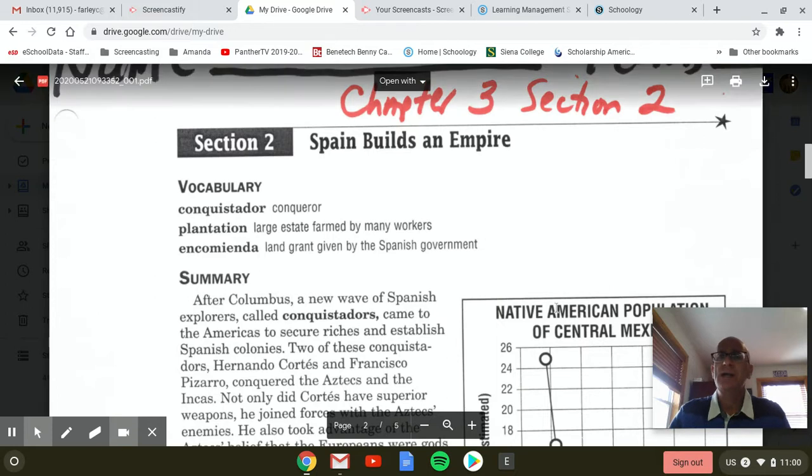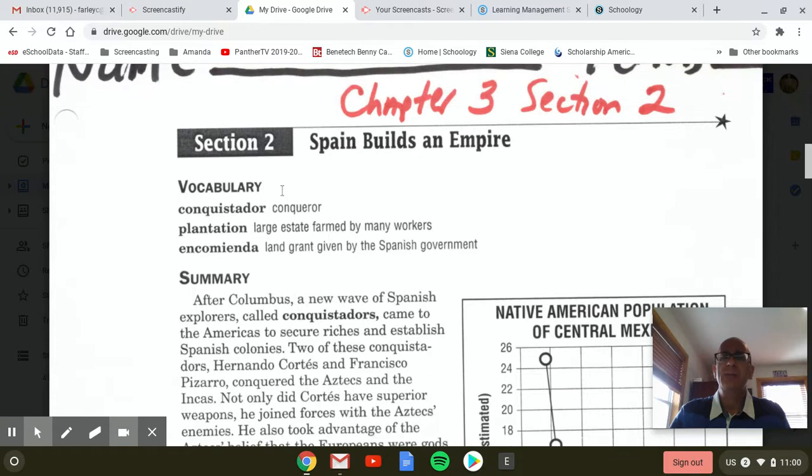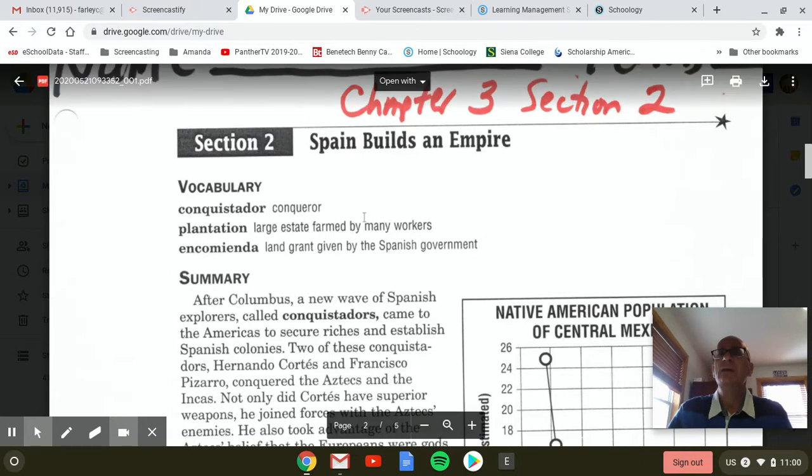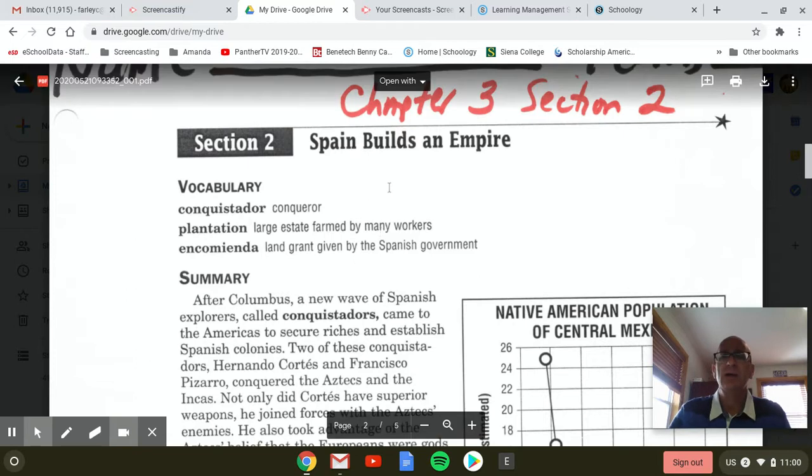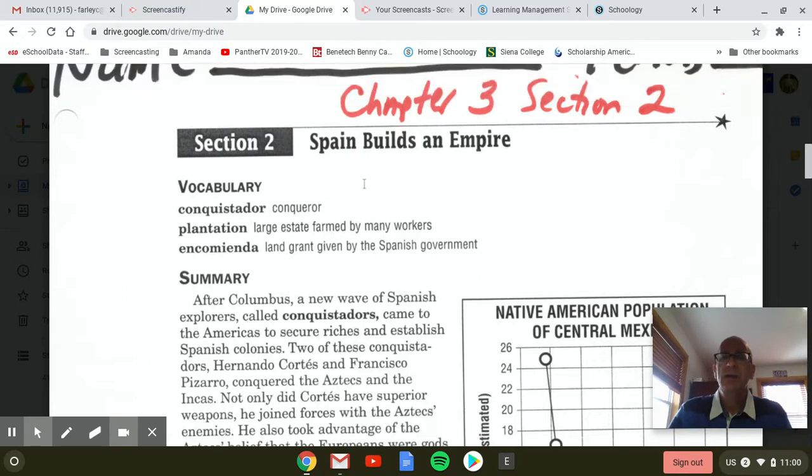So this section is titled "Spain Builds an Empire," Chapter 3, Section 2. And we've got on the top of our vocabulary list today 3 of the 9 terms that will appear in this particular section. 3 of the 9. The entire study deck of words can be found on your Quizlet page. And as always, I post them on Quizlet. I also post your Quizlet decks on your Google Classroom feed. So let's take a look at 3 of the terms that appear in today's mini lecture.